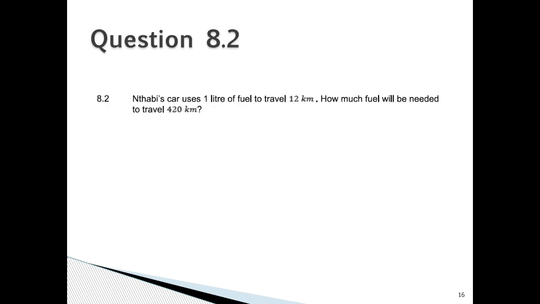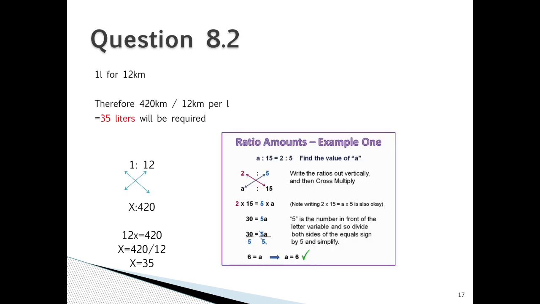Question 8.2. Tabi's car uses 1 liter of fuel to travel 12 kilometers. How much fuel will be needed to travel 420 kilometers? 1 liter for 12 kilometers. Therefore, 420 kilometers divided by 12 kilometers per liter is equal to 35 liters that will be required.